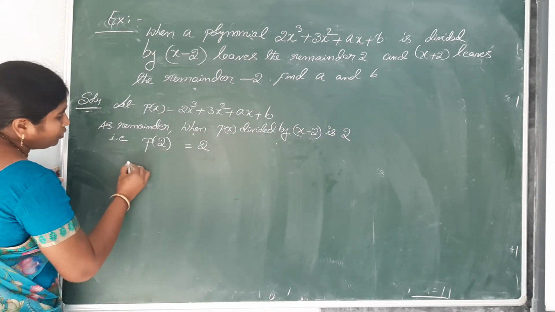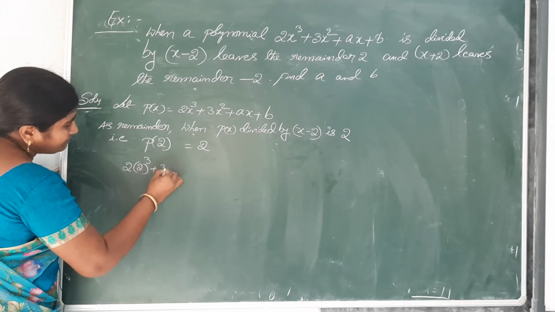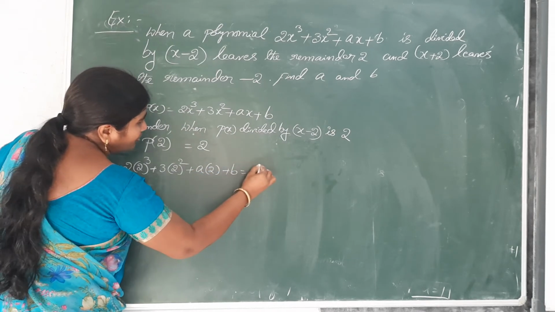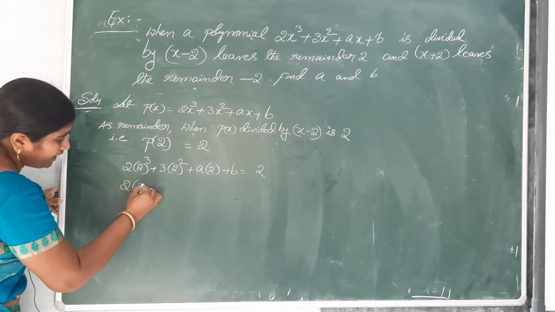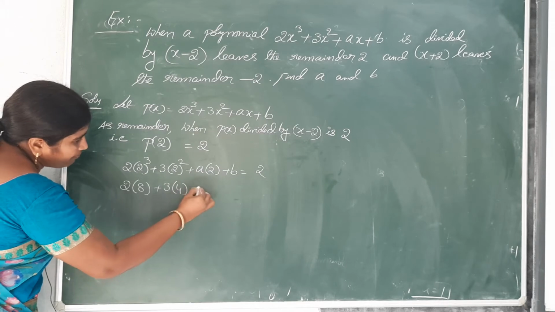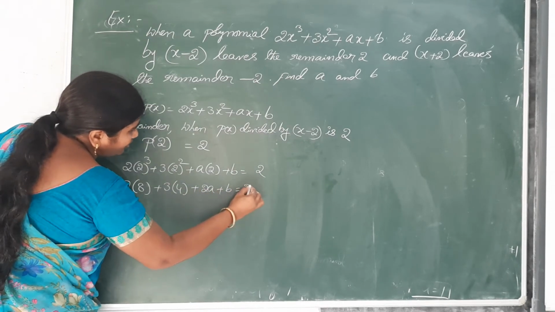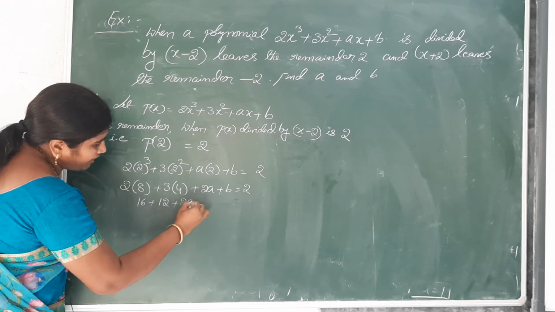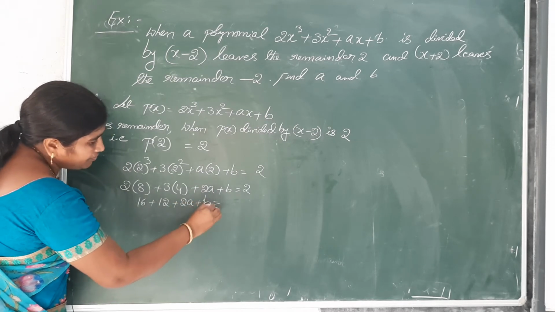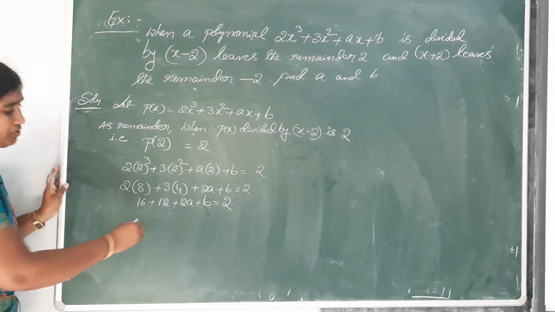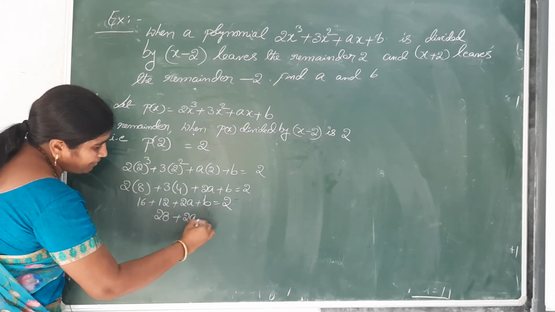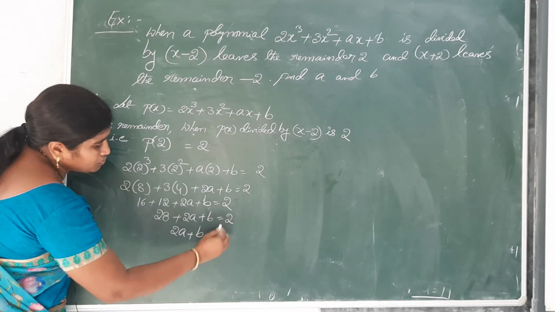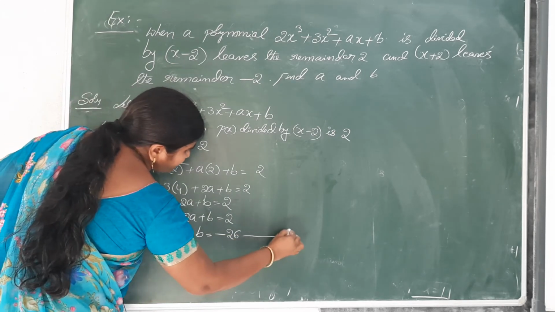P of 2: 2 into 2 cube plus 3 into 2 square plus a into 2 plus b equal to 2. 2 into 2 cube, value 8, plus 3 into 2 square, value is 4, plus 2a plus b equal to 2. 8 twos are 16 plus 3 fours are 12 plus 2a plus b equal to 2. 16 plus 12 is 28, so 28 plus 2a plus b equal to 2. 2a plus b equals 2 minus 28, that equals minus 26. This is equation 1.